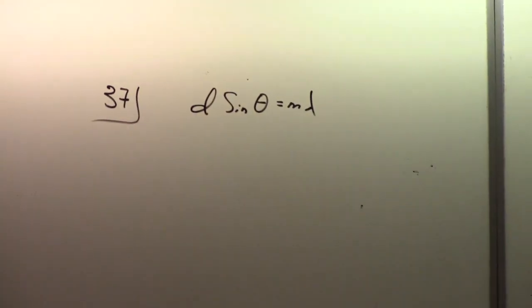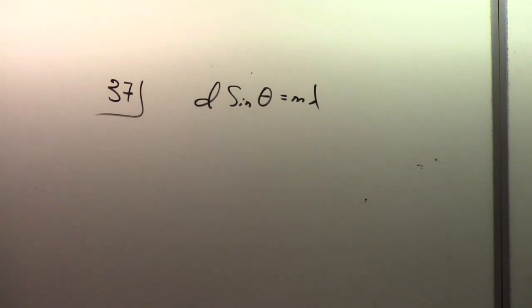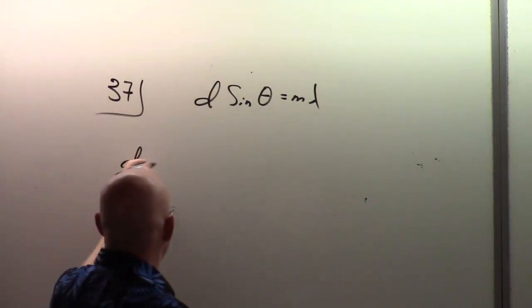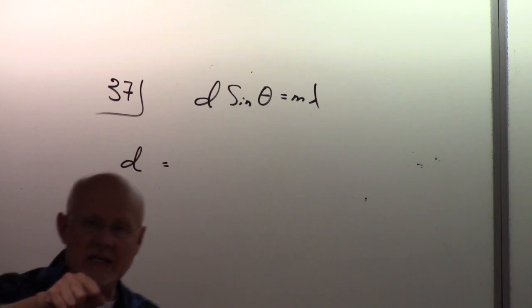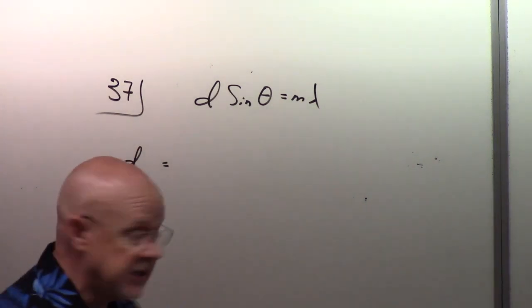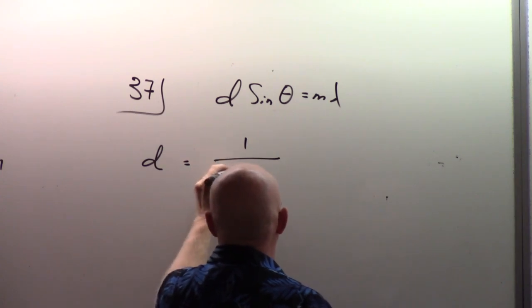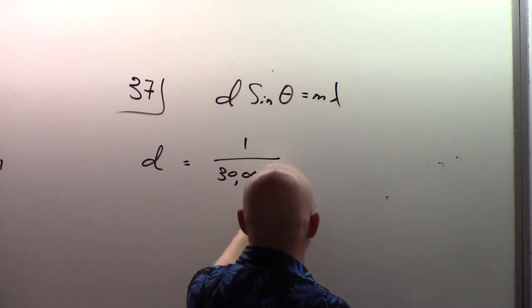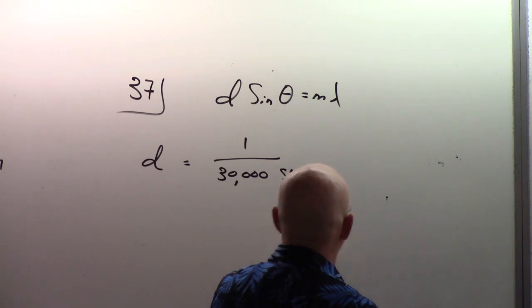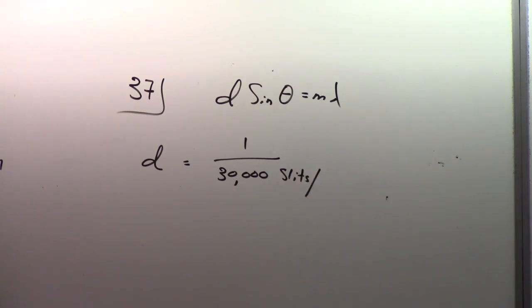All right, so I'm going to take my equation for maximum for a gradient, which is still over here on the board. And I need to calculate d. D is that distance between two slits. And so it would be 1 over, notice they said 30,000 slits per, and what do they have here? What distance? Per centimeter.